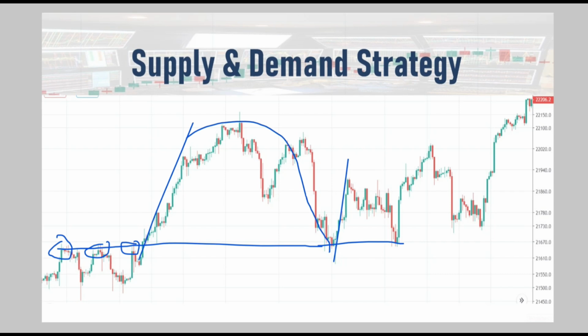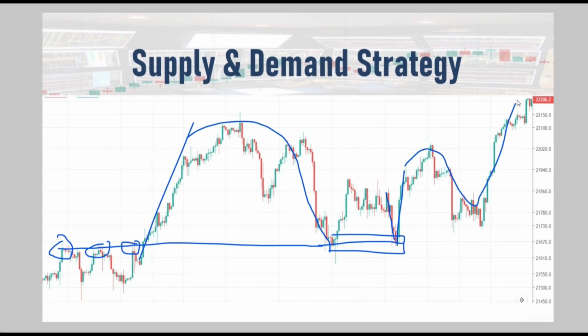Remember, that's not us. It's not our retailers. It's banks, smart money, hedge funds, people that have a lot of money, right? We're talking about billions of dollars. So if you look at this, they created a nice demand zone right here. Price came back to that demand zone, gave you a nice pop out of that demand zone, and the market shot up. So let me show you guys another example.